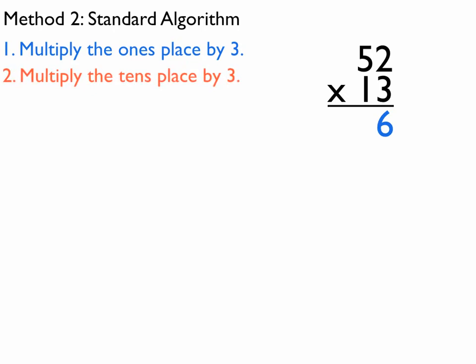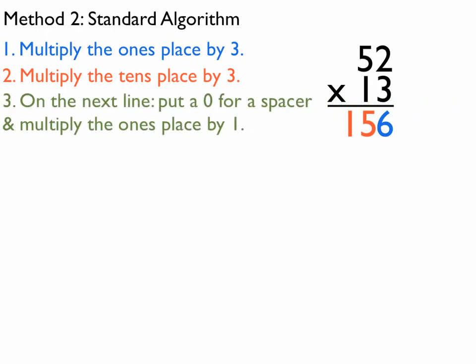Multiply the tens place by 3 is next. So 3 times 5 makes 15. And I go ahead and throw that right there. There's nothing left for me to multiply by 3, so now on the next line, put a 0 for a spacer and multiply the ones place by 1.